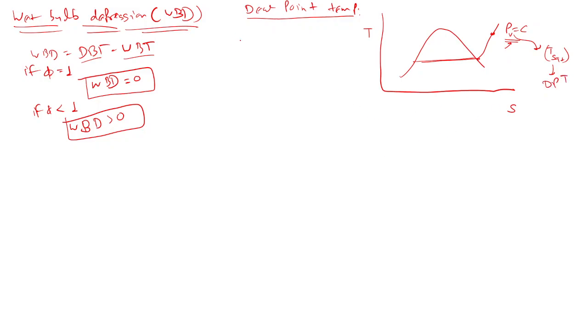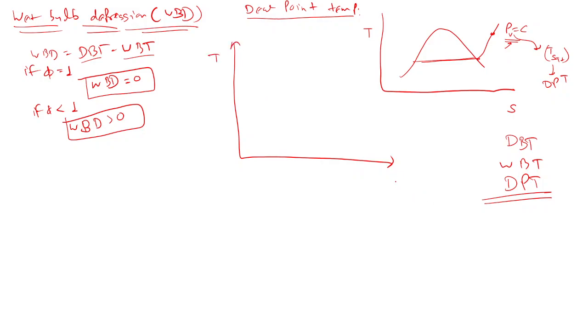So now one more thing. Now I want to show all three temperatures. Three temperatures you have studied, right? Dry bulb temperature, wet bulb temperature, and dew point temperature. So all three we now want to see in one place. So that would be more clear to you.